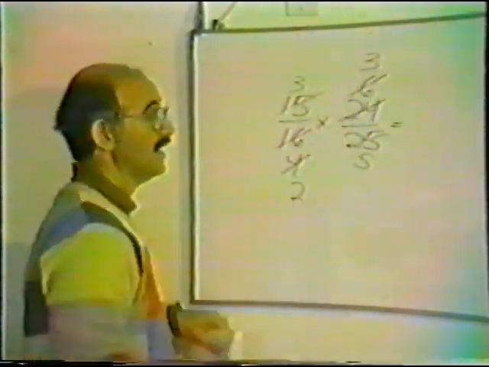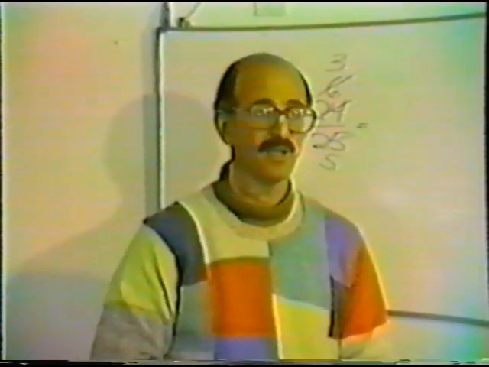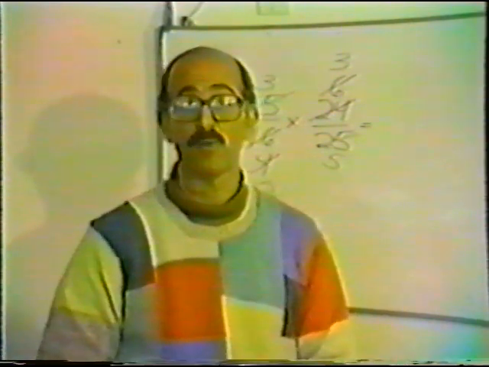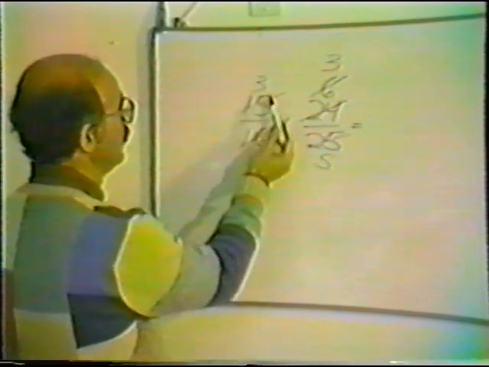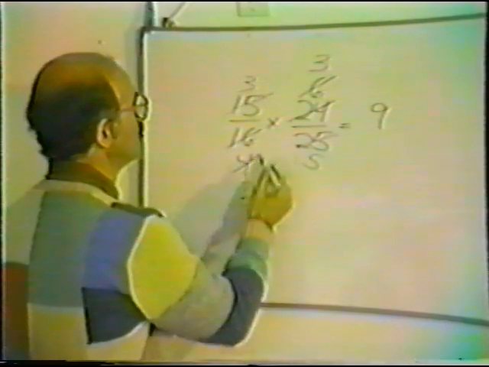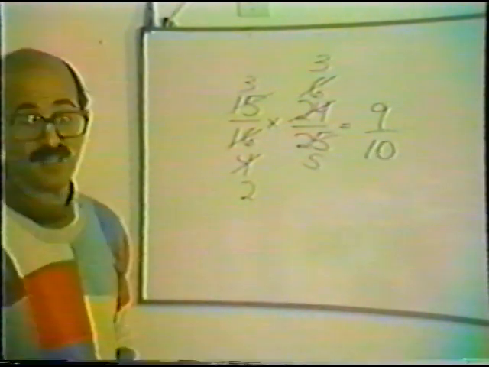So if the first time you don't cancel with the largest possible number, there might be an opportunity to hit it again a second time. So always be watchful for that. Do every possible cancellation you can do before you multiply across, which we're ready to do now. 3 times 3 is? 9. 2 times 5 is? 10. The answer is 9/10.